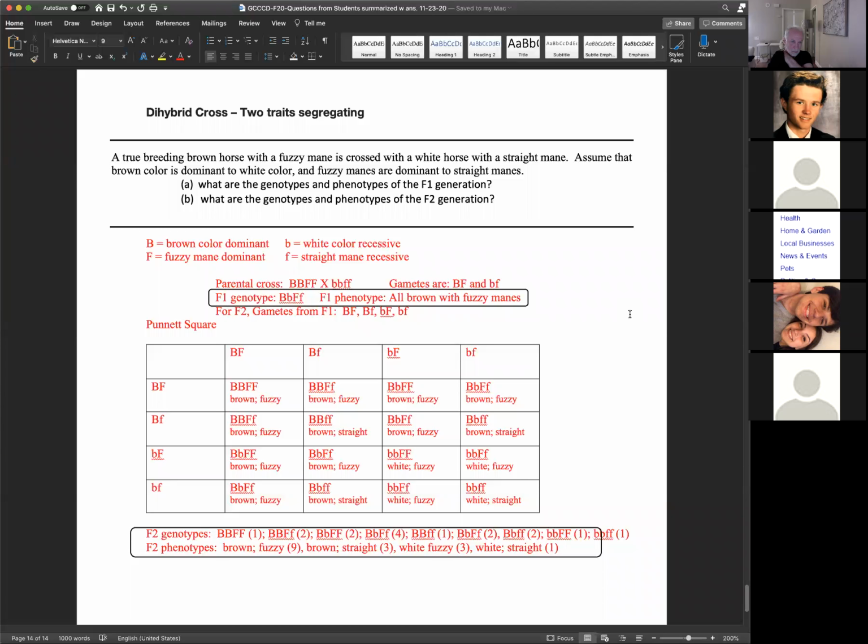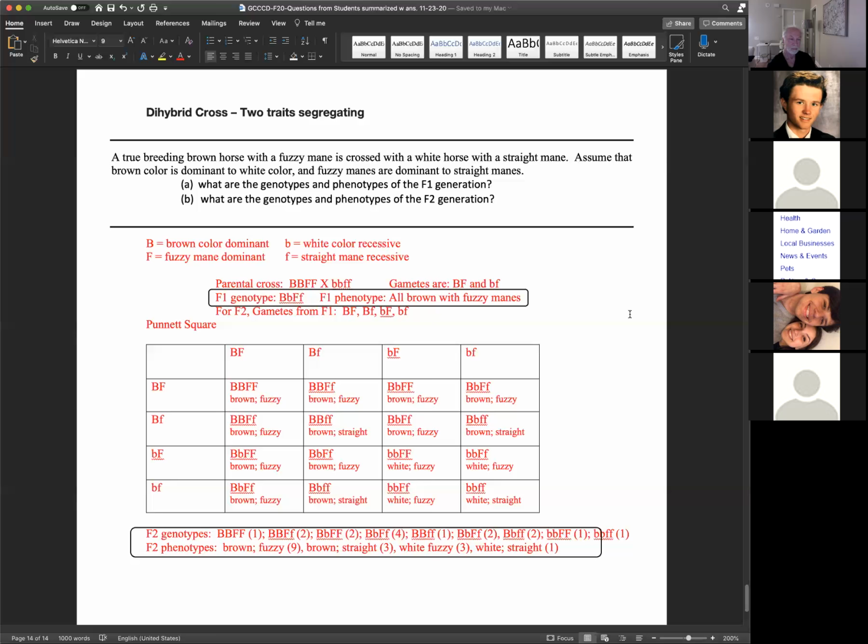But the true breeding horse, this is another way of saying homozygous dominant, or true breeding really is telling you it's homozygous. In this case, brown is the dominant color, so it's homozygous dominant. And we would assume it's also homozygous dominant for the mane as well.